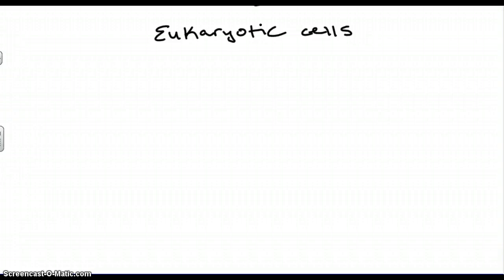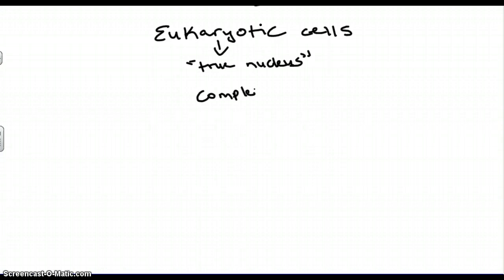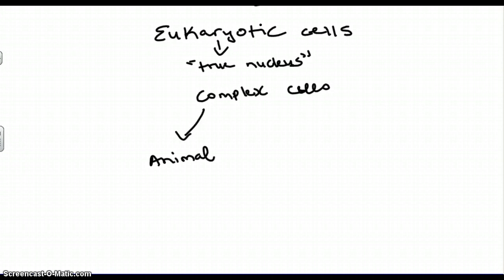So what eukaryotic cells mean, and the exact definition of eukaryotic, means true nucleus. So true nucleus, meaning true control center, true brain. And eukaryotic cells are best described as complex cells or more advanced cells, which are split into two groups: animal cells and plant cells.